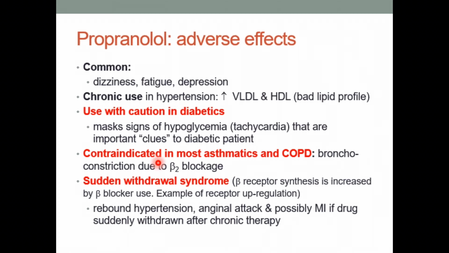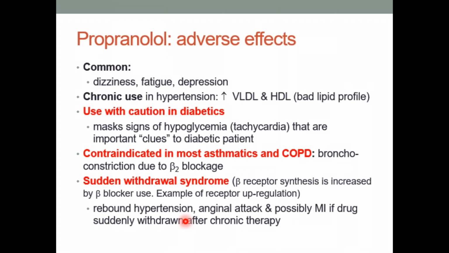It is also not given to a patient who has asthma and COPD, because propranolol is non-selective. It can also block beta 2, which is present in the smooth muscle of the bronchus. Beta 2 relaxes the smooth muscle in the bronchus, but if you give propranolol, it blocks the beta 2, you get bronchoconstriction, and that will worsen the asthma and the COPD.